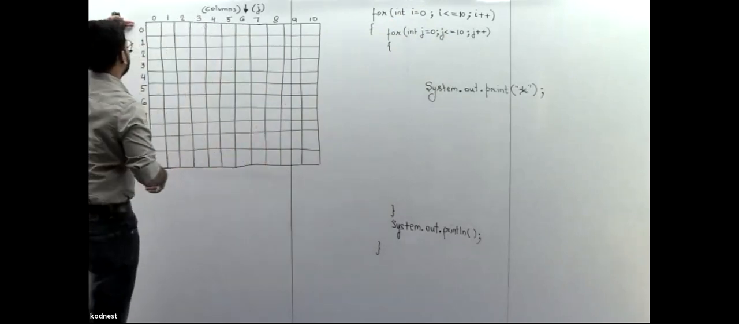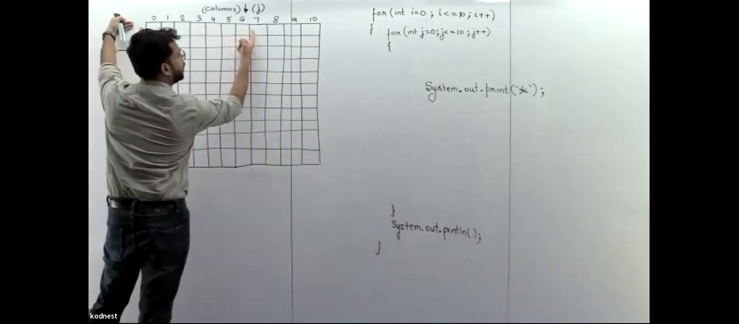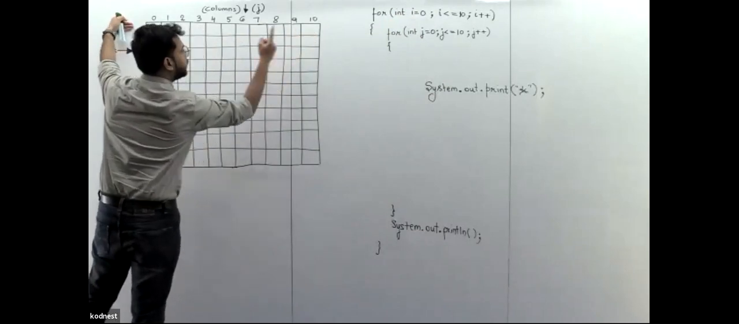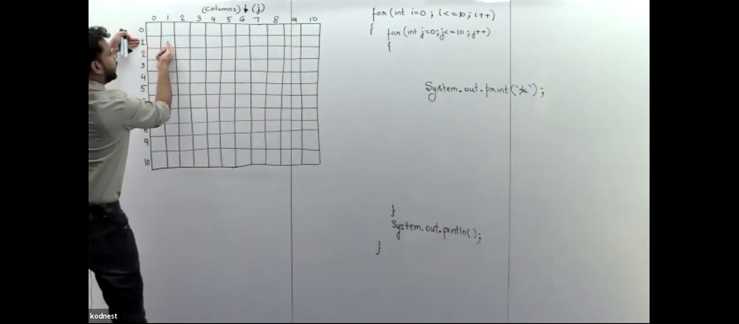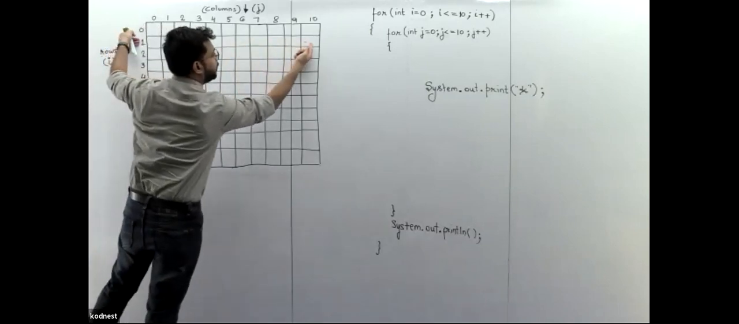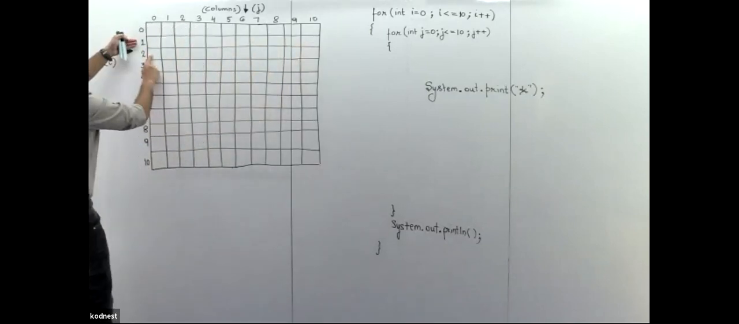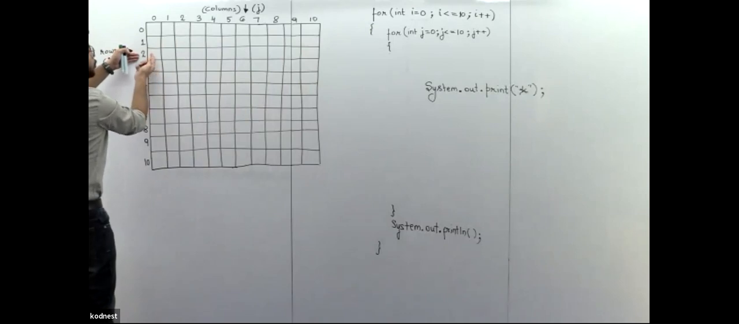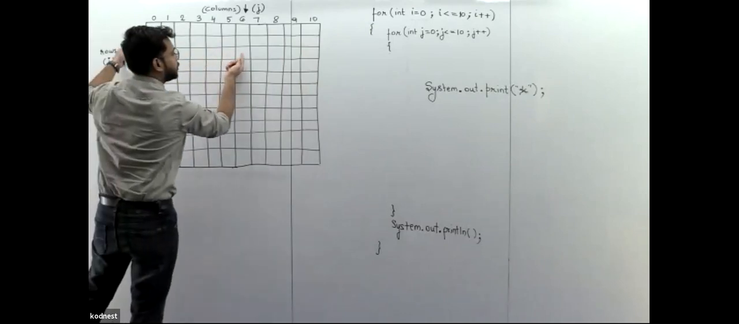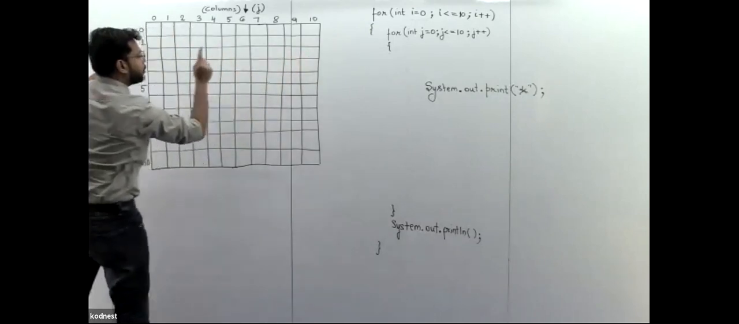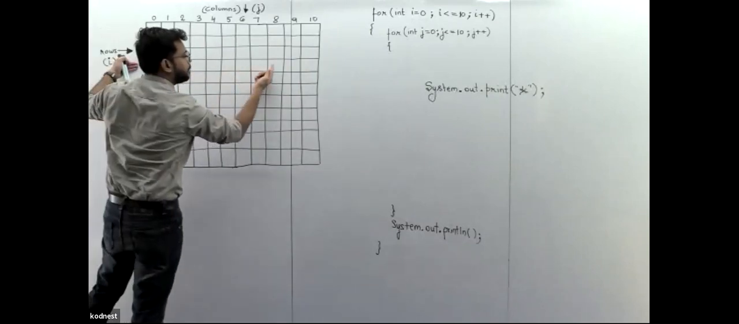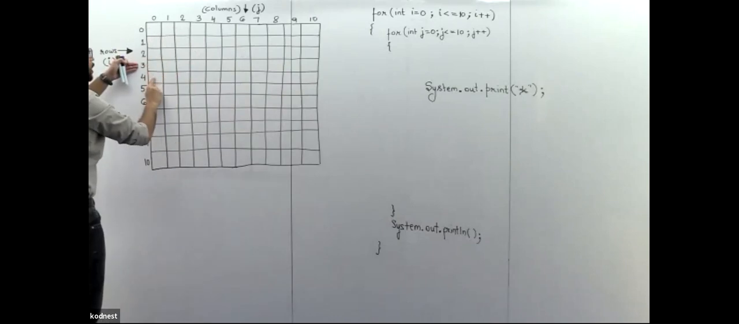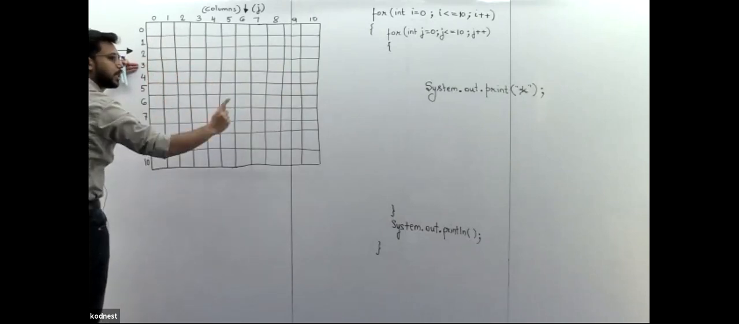Like this, for each next row, 11 stars will be printed, and the cursor will come to the next line. In this manner, it will keep working.